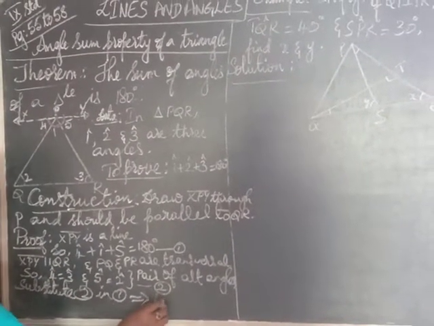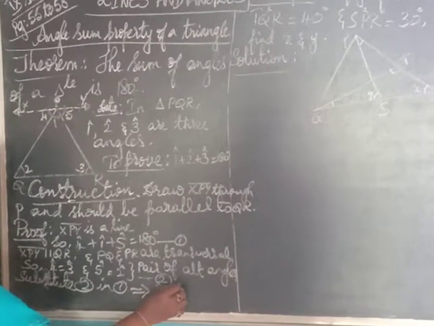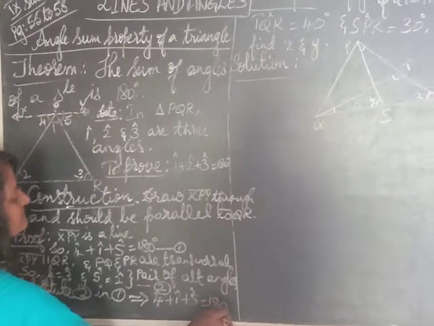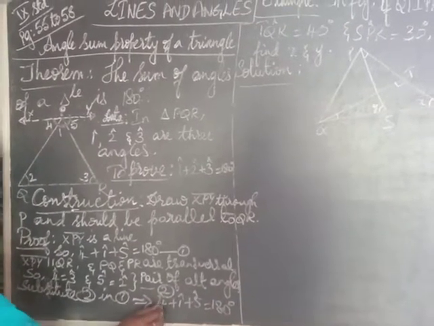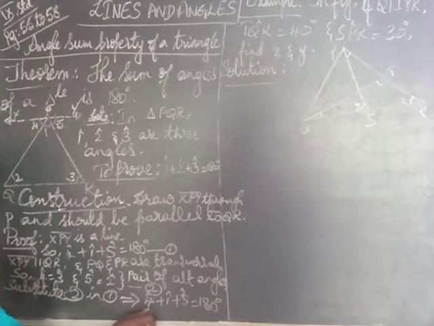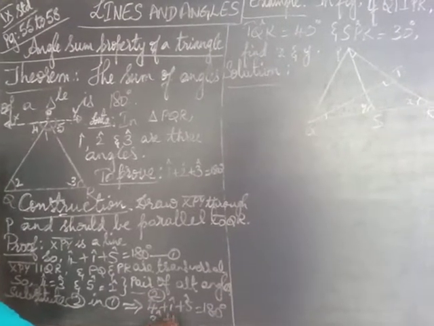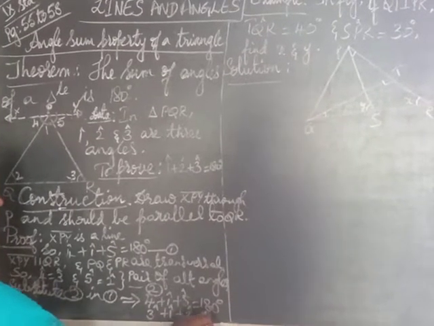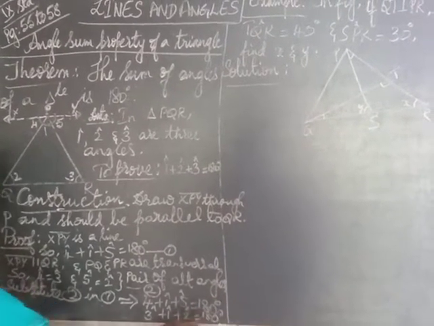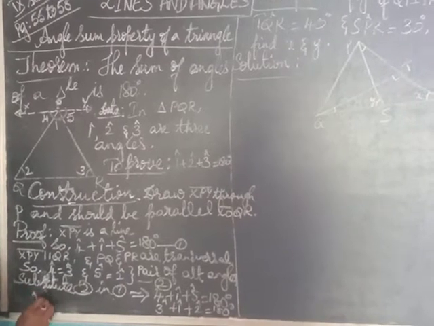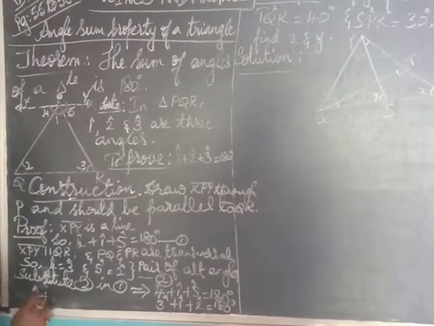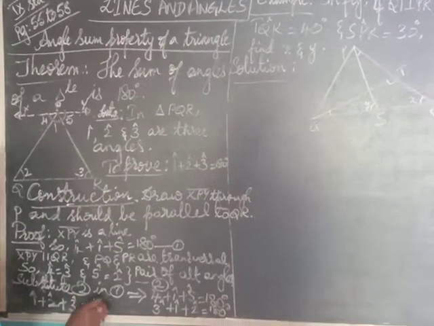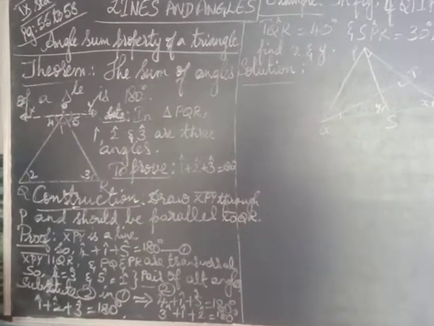We know that 4 plus 1 plus 5 is equal to 180 in equation 1. Now let us substitute. 4 is nothing but 3, plus 1 as it is, plus 5 is nothing but 2, is equal to 180 degree. See here, children, angle 1, we can arrange this. Angle 1 plus angle 2 plus angle 3 is equal to 180 degree. We got this, isn't it?